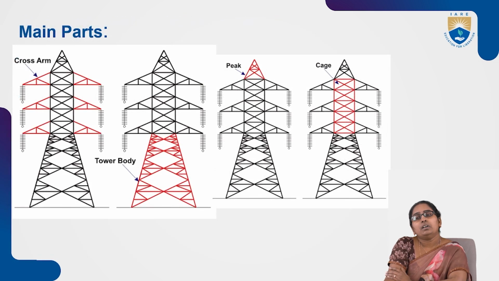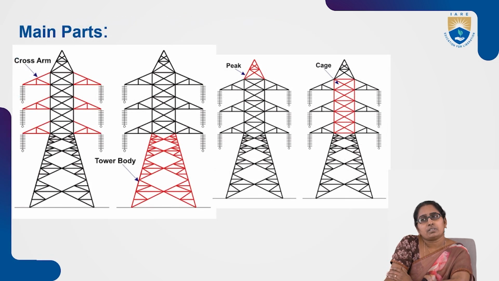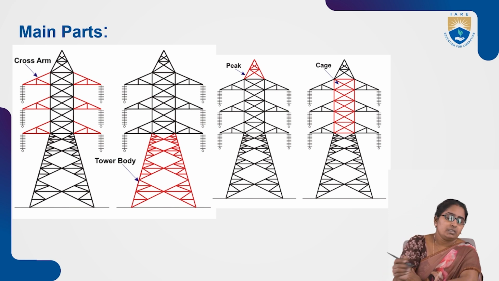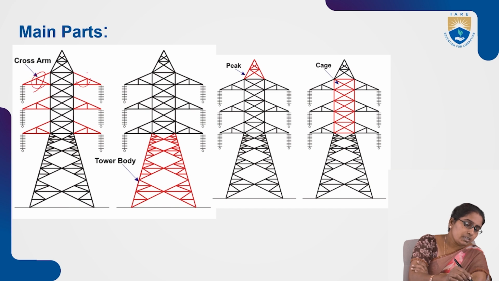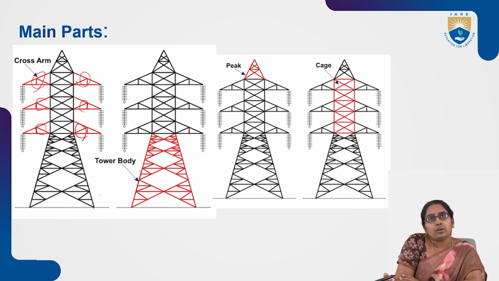Now, the main parts of the steel tower. Of course, the tower looks like this. We see here that this is a cross arm. These are the cross arms. Then from here to here is the tower body. The lower part is the tower body.